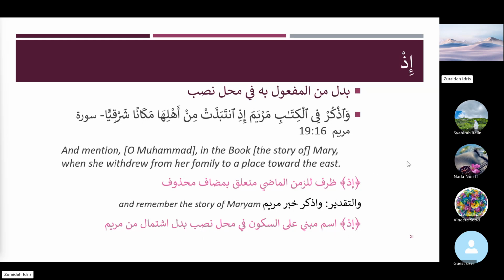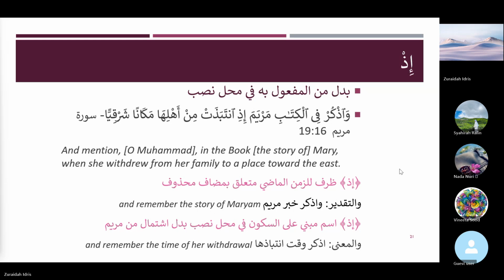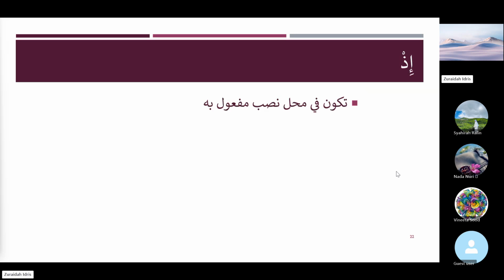So the next one, and remember the time of her withdrawal. This is an explanation of this one, and this is an explanation of the part where the mudaf is mahzuf. Now, this is the maf'ul bihi that's simpler to understand. That's when there is no maf'ul bihi. Qalilan is not a maf'ul bihi, by the way. Waskuru, so this whole thing now becomes a maf'ul bihi.